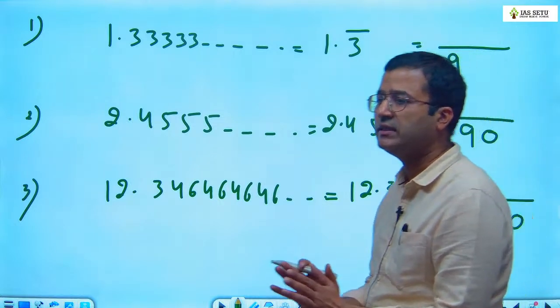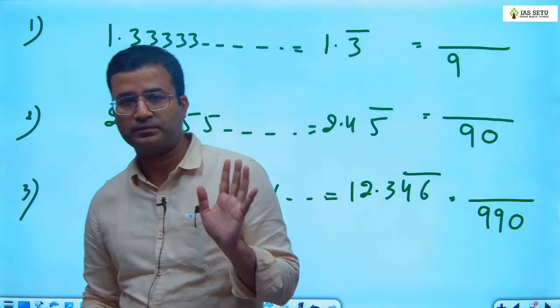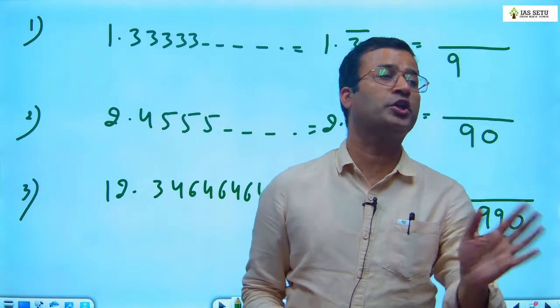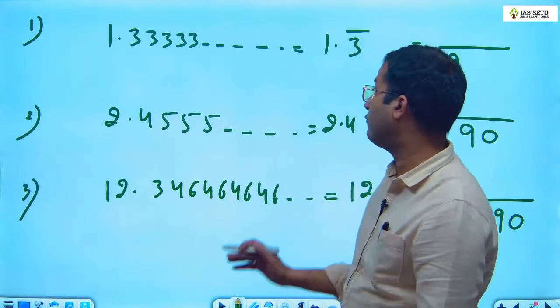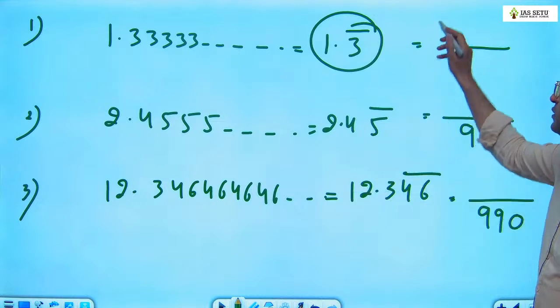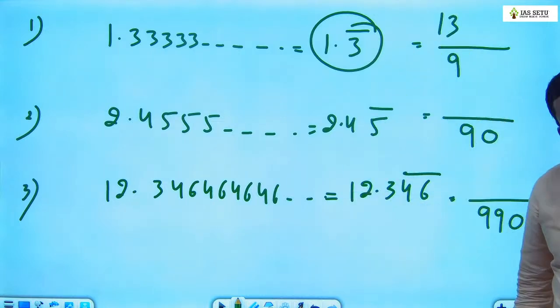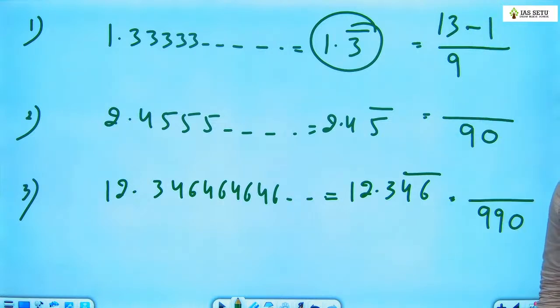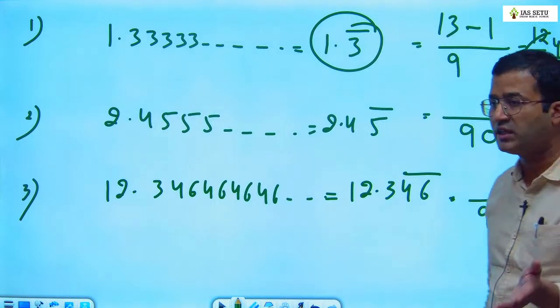Type 3 is easy. 9 and 0. And what is the numerator? Total number minus non-recurring part. But be careful. Here, what is the total number? 13. And what is non-recurring? 1. Decimal से पहले भी तो non-recurring ना. Minus. Here, 1 is not repeating. Only 3 is repeating. So your answer is 12 by 9. You simplify, 4 by 3. You can check in calculator. 4 by 3 is nothing but 1.3.